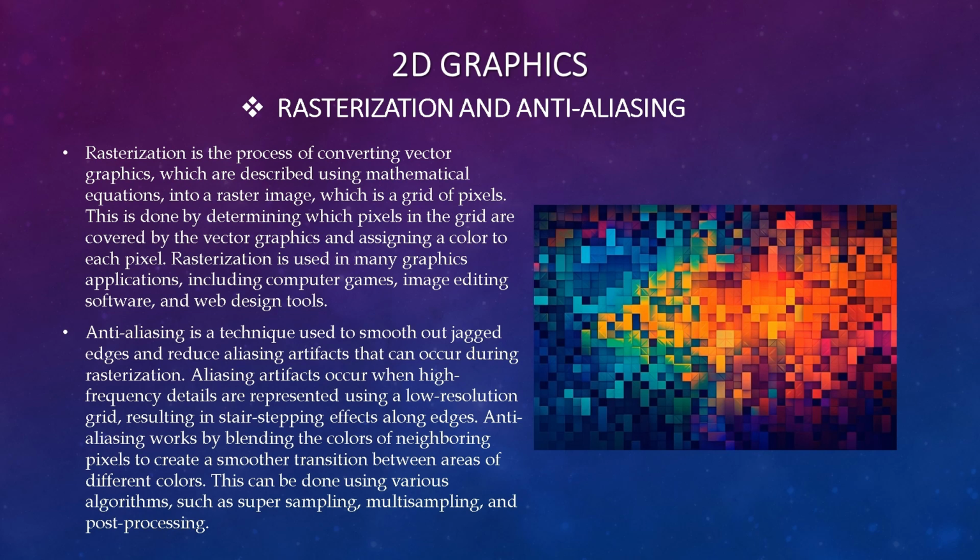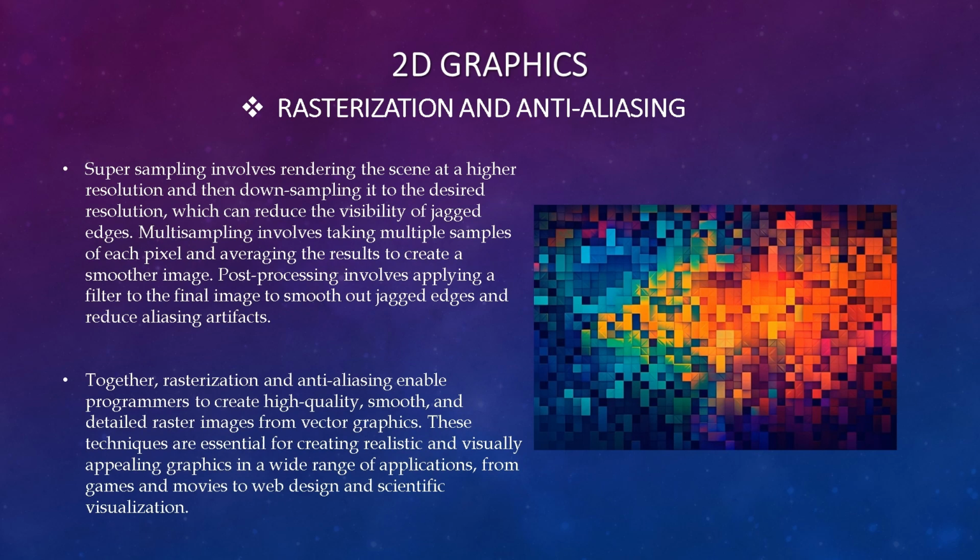This can be done using various algorithms, such as supersampling, multisampling, and post-processing. Supersampling involves rendering the scene at a higher resolution, and then downsampling it to the desired resolution, which can reduce the visibility of jagged edges. Multisampling involves taking multiple samples of each pixel and averaging the results to create a smoother image. Post-processing involves applying a filter to the final image to smooth out jagged edges and reduce aliasing artifacts.